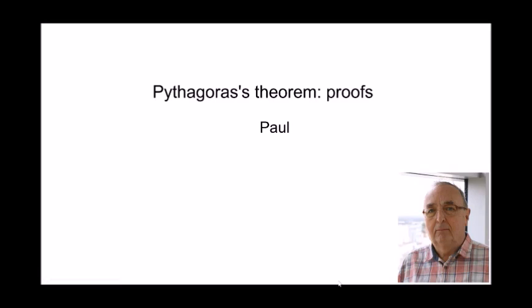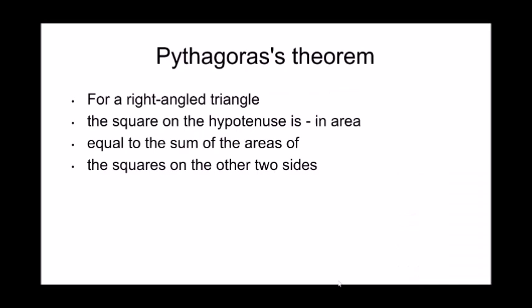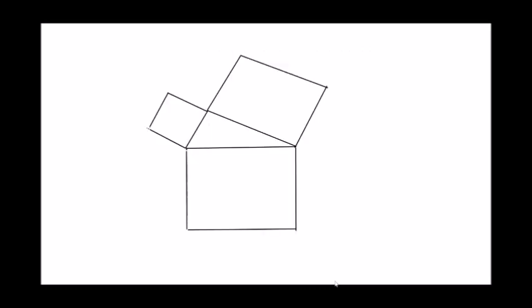Let's first of all remind ourselves of what the theorem says. This is the theorem, essentially, and it says that for a right-angled triangle, it works for any right-angled triangle, but it works only for right-angled triangles. The square on the hypotenuse is, in area, this is a theorem about areas of squares, equal to the sum of the areas of the squares on the other two sides. So again, this is about areas, and if we look at it pictorially, we have this.